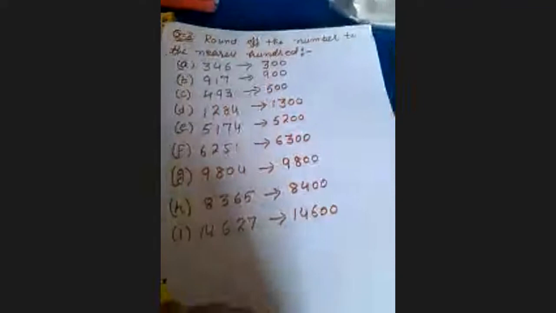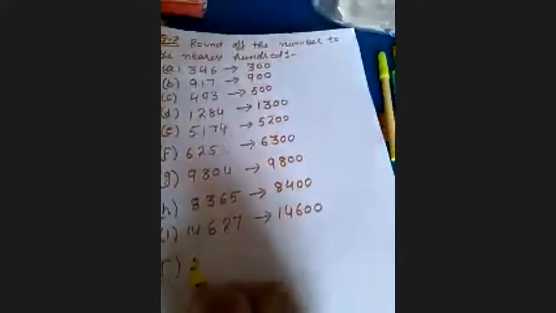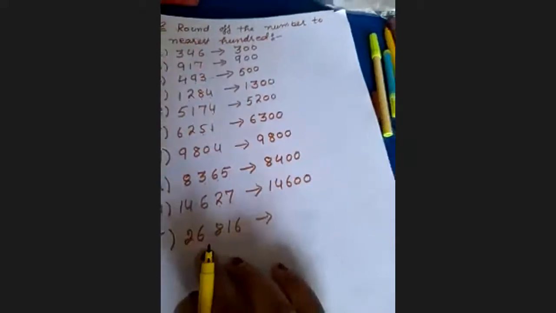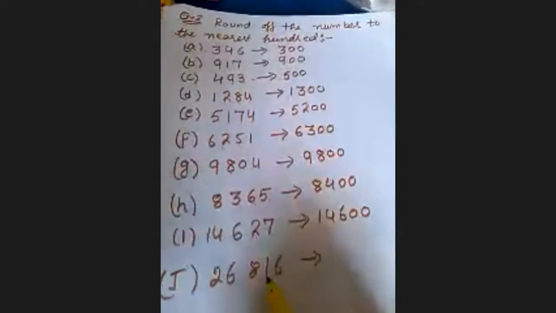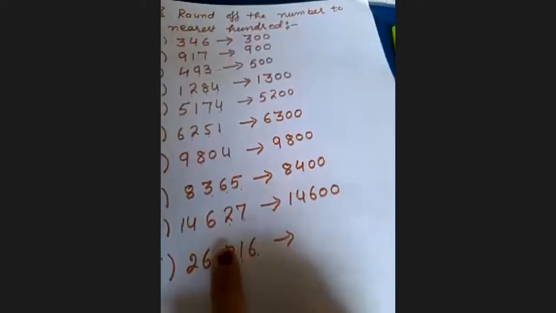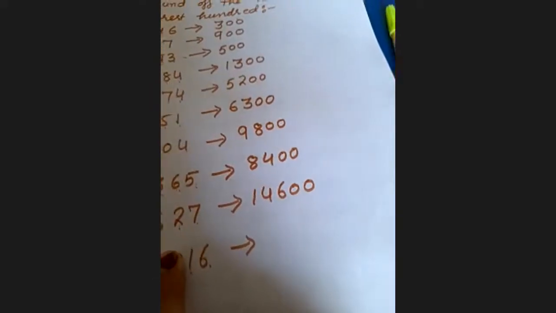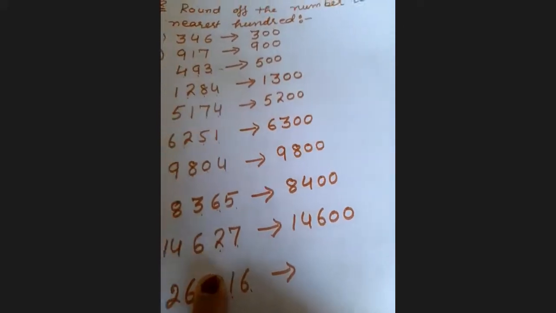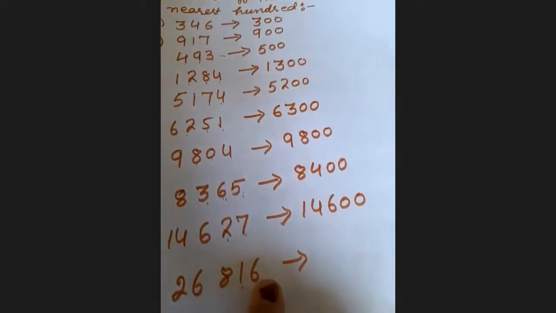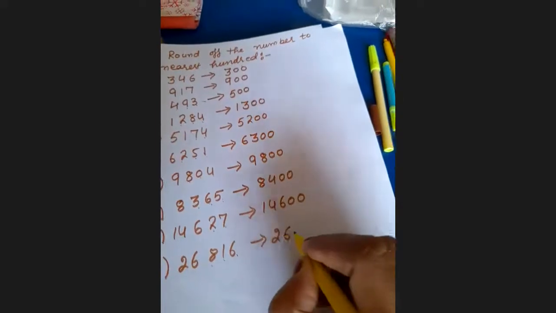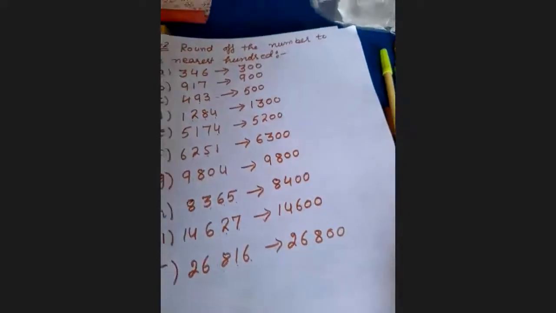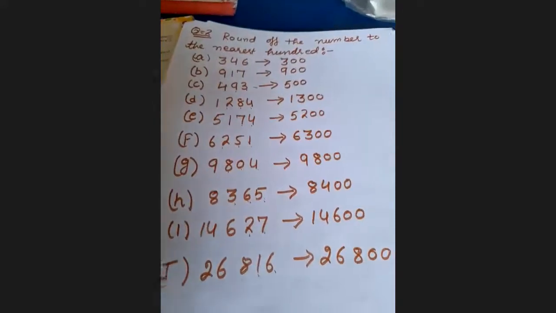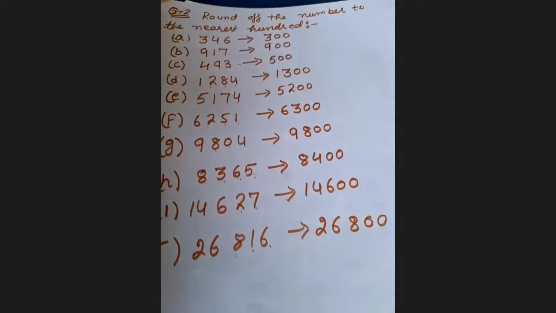And the last part. Now your number is 26,816. Now, ones, tens, hundred. Now put your finger at the 100 place and observe the next number. Next number is 1. And 1 is less than 5, so the nearest value will be 26,800. So this is the last part of question number 2. So students, today your homework is to complete questions 1 and 2.